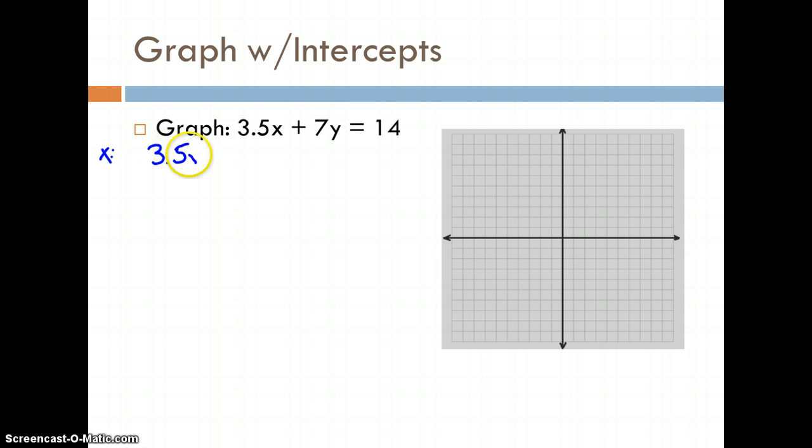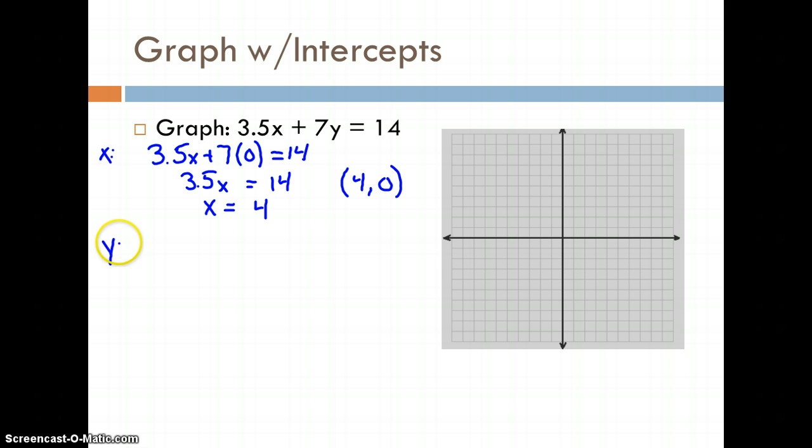So I'll have 3.5x plus 7 times 0 equals 14. That leaves me with 3.5x equals 14. So I go ahead and do this division, and I believe I should get, what is that, 14 divided by 3.5, I should get 4. I get x equals 4. So I have the ordered pair (4, 0) as one of the points I'll use to graph here.